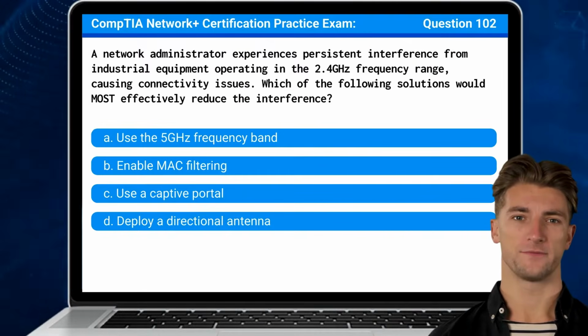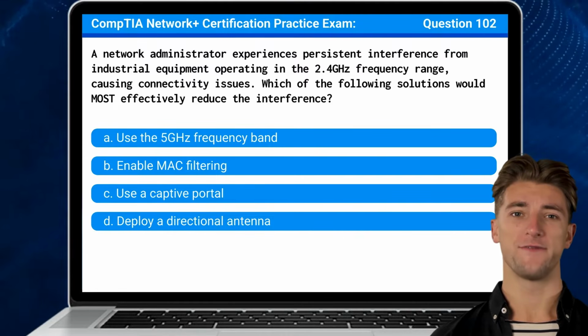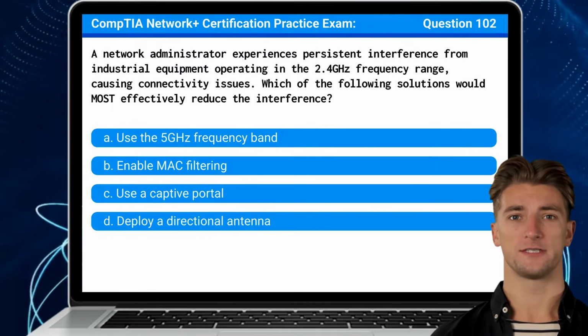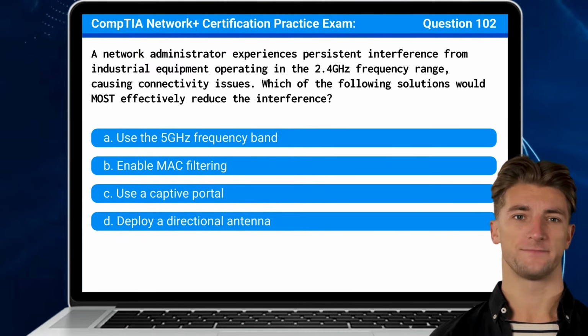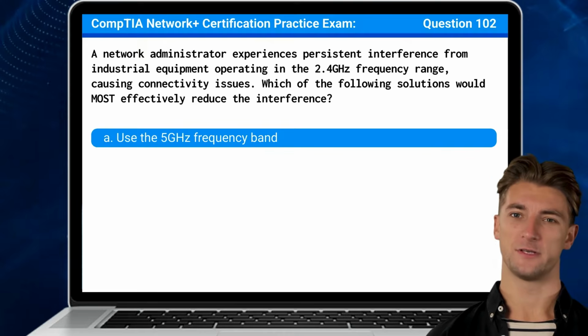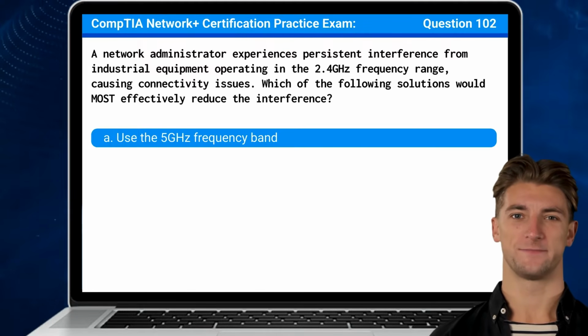Question 102. A network administrator experiences persistent interference from industrial equipment operating in the 2.4 GHz frequency range, causing connectivity issues. Which of the following solutions would most effectively reduce the interference? The answer is A. Use the 5 GHz frequency band.